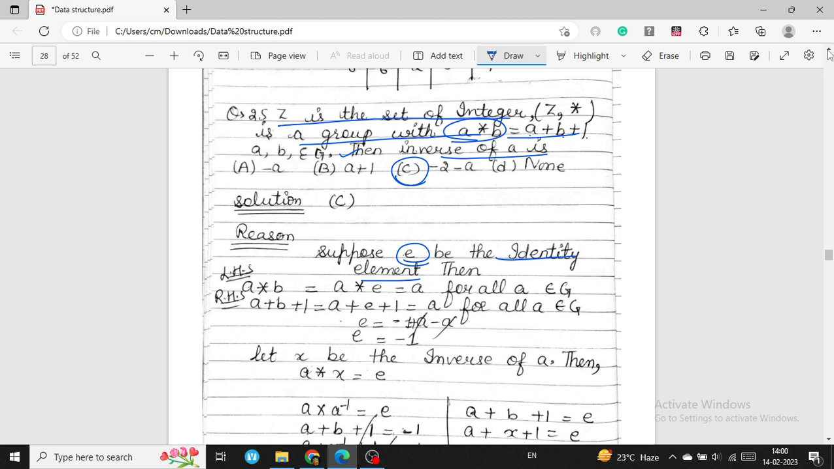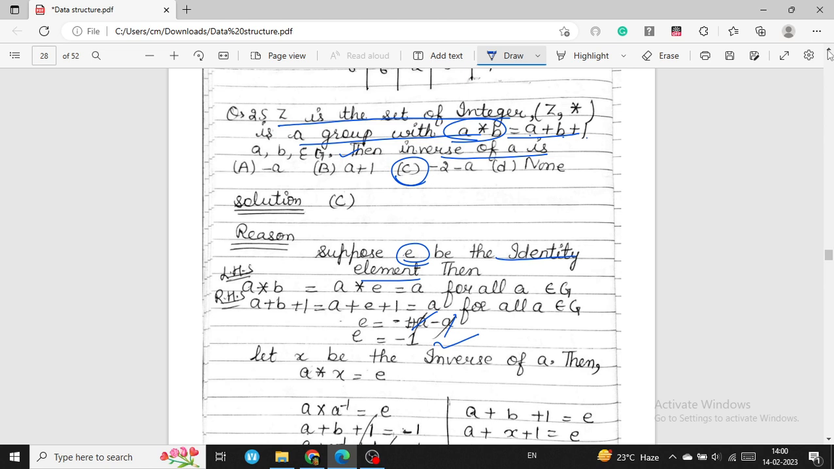When we put the value B equal to E, A multiplied by E is equal to A, because A plus B plus 1 holds for all A belonging to the group. Here we put B's value as E: A plus E plus 1. Here you can see A plus 1 on the right side, minus 1, A minus A cancels, and E's value will be minus 1.